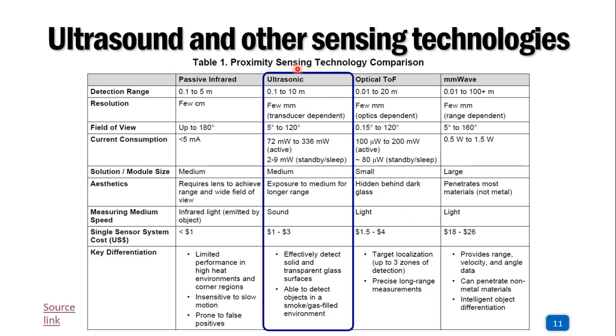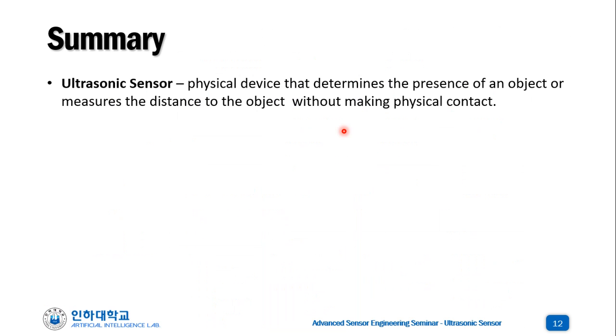Therefore, the ultrasonic sensor has a wide field of view. It is relatively low cost, and it can effectively detect solid and transparent glass surfaces and work in smoky and gas-filled environments. To sum up, an ultrasonic sensor is a physical device that determines the presence of an object or measures the distance to an object without making any physical contact.